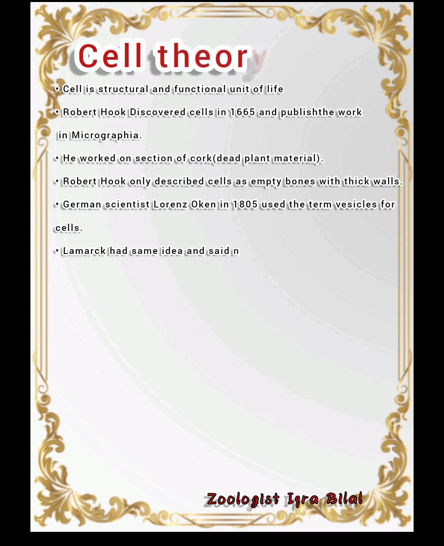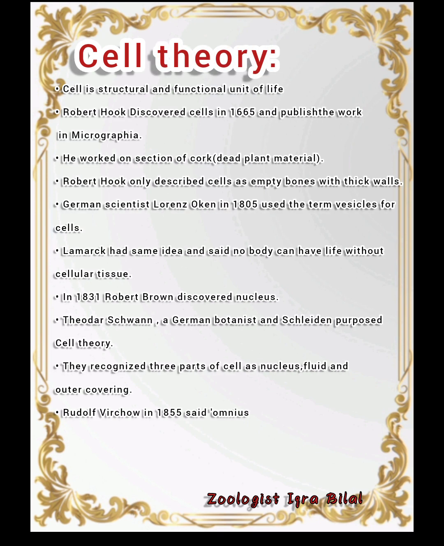Cell theory. What is a cell? A cell is the structural and functional unit of life. Robert Hooke discovered cells in 1665 and published the work in Micrographia. These two keywords are important, Micrographia and 1665. He worked on a section of cork, which is dead plant material. Robert Hooke only described cells as empty boxes with thick walls because he observed plant cells.